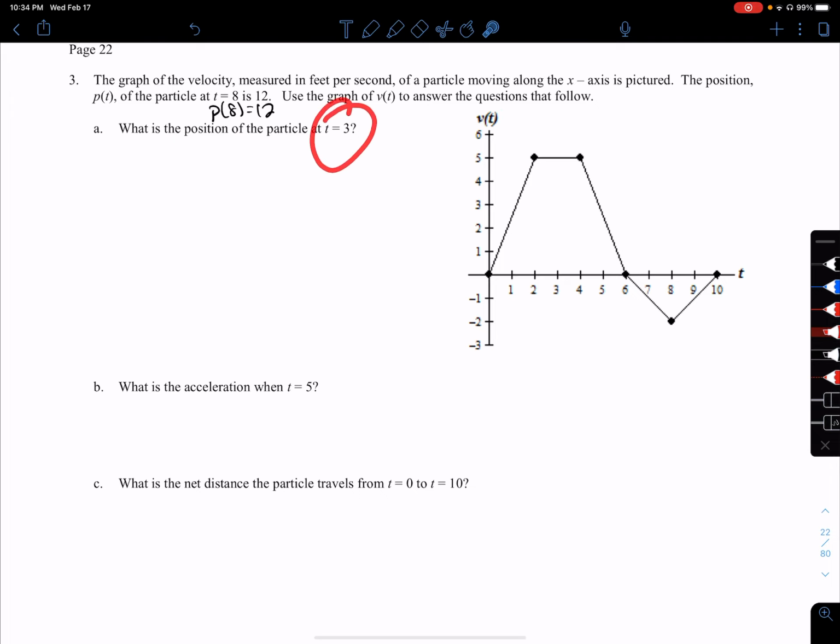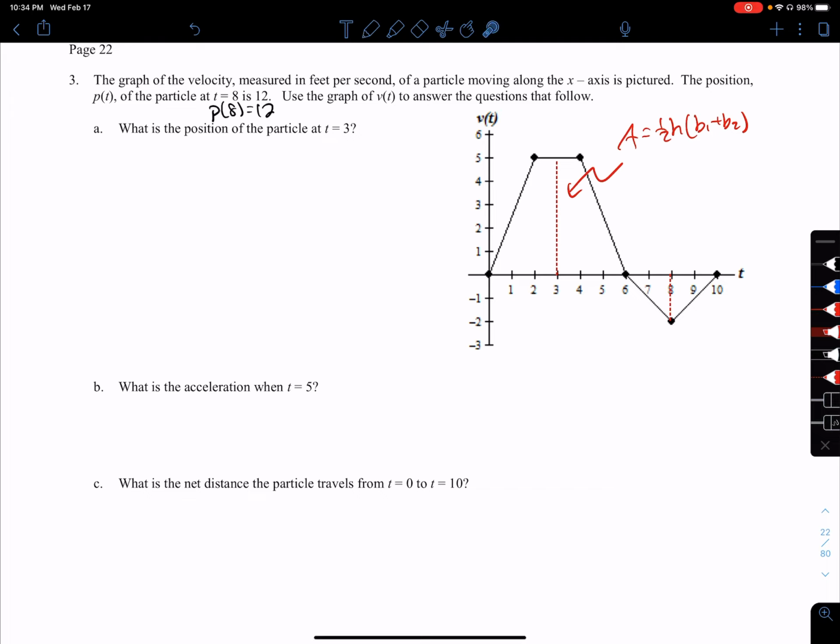Since it mentions 3, we should probably break this picture apart at 3. Here it mentions 8. We should probably break this graph apart here at 8. Here's what I mean when I say that. We should find this area, this area, this area, and this area. This area here is a trapezoid. It's half the height times the sum of the bases.